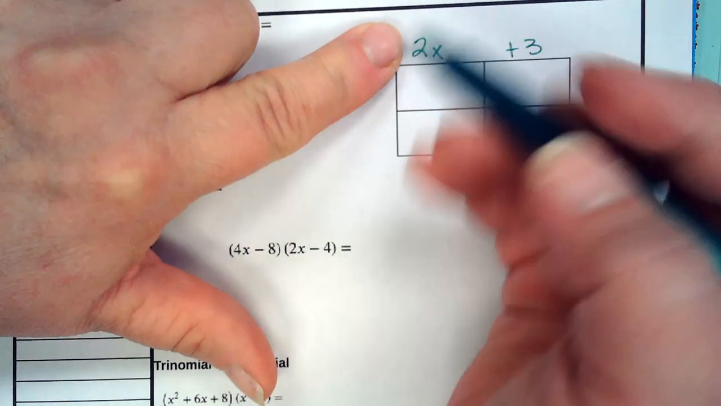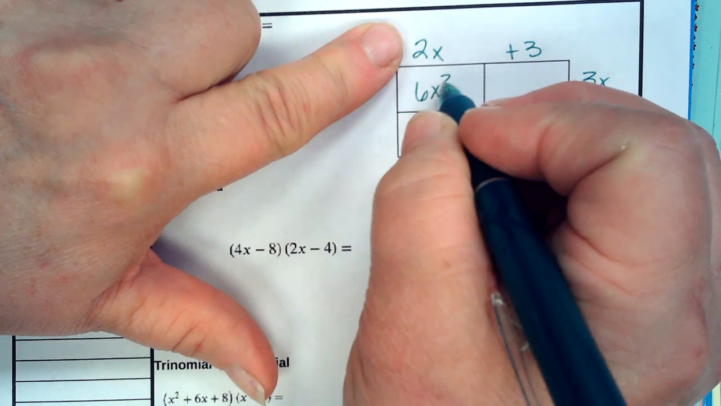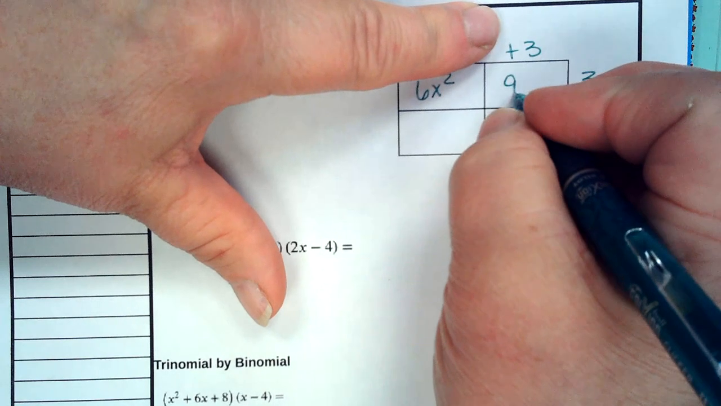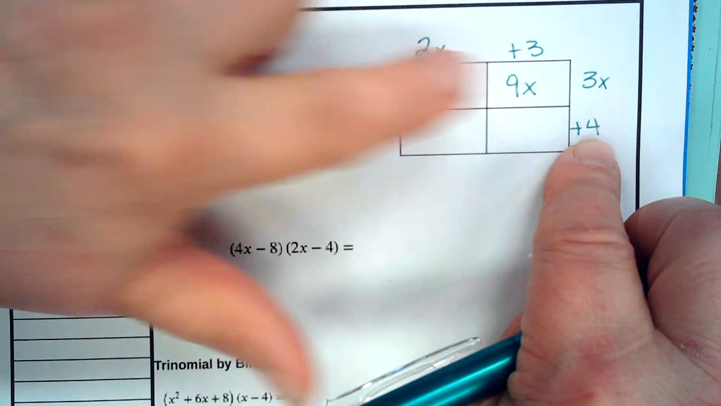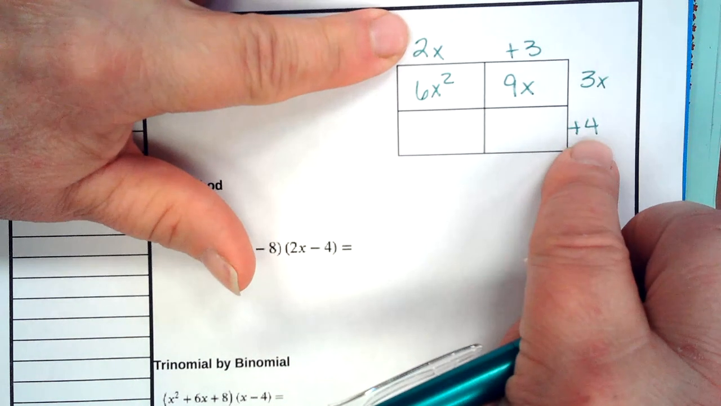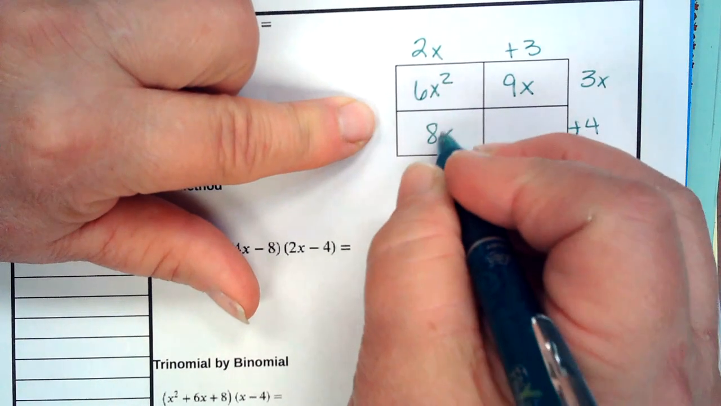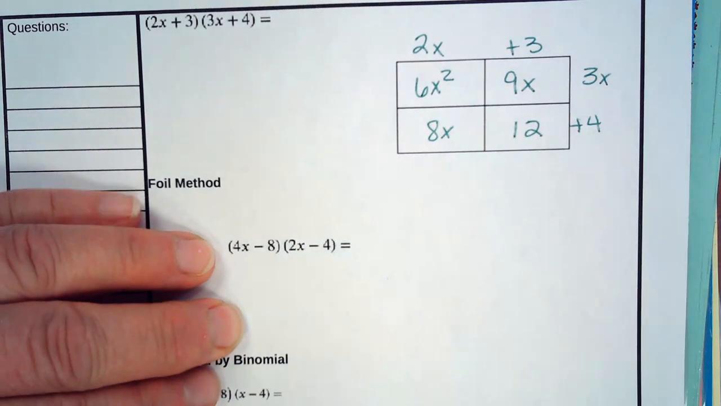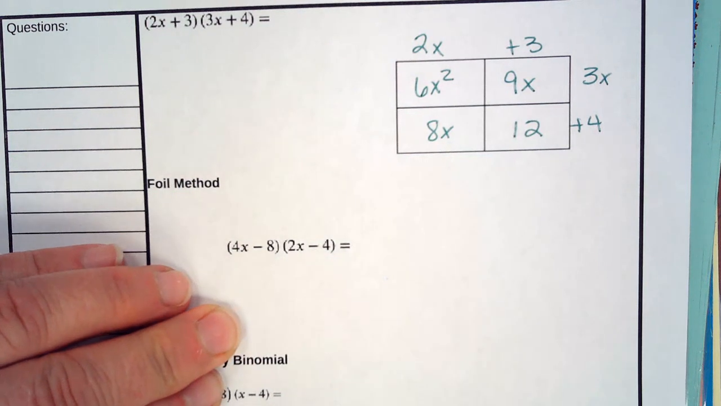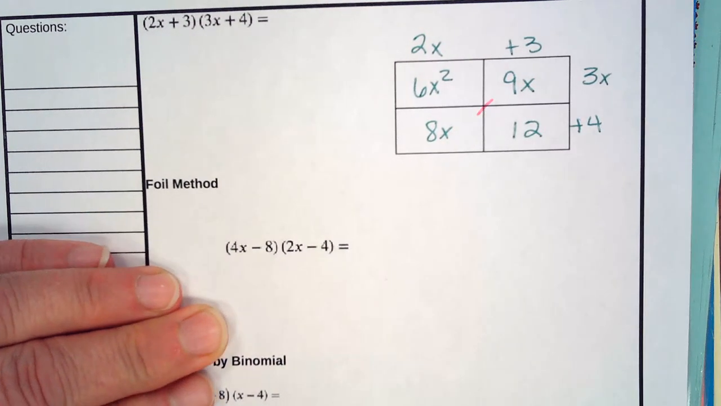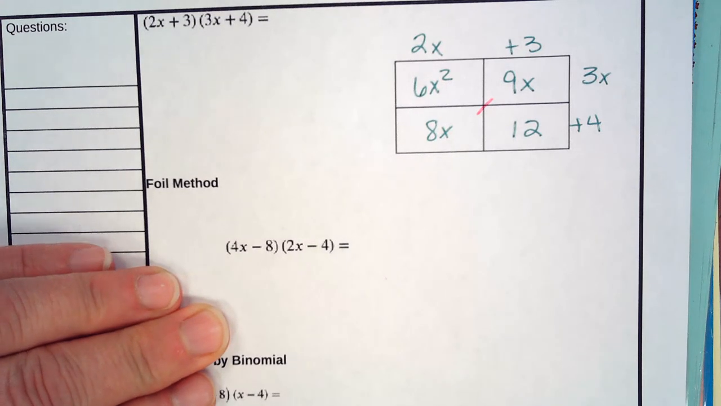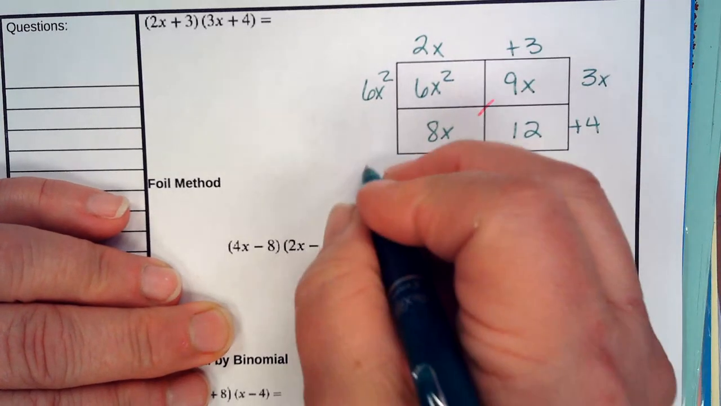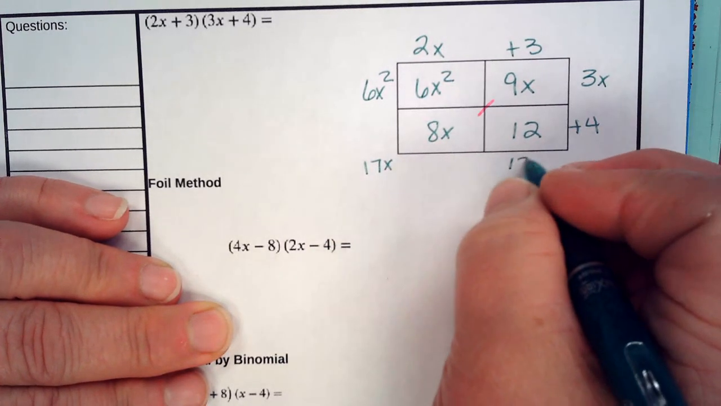2x times 3x is 6x squared. 3 times 3x, 9x. Now I'm going to multiply everything up here by 4. 2x times 4, 8x. 3 times 4 is 12. Once again, we combine on the diagonal. 6x squared, and 9x plus 8x is 17x, and 12.